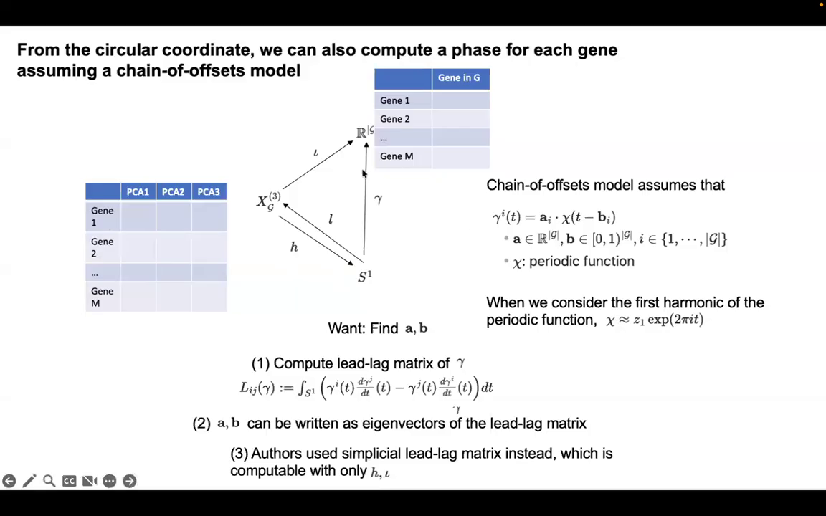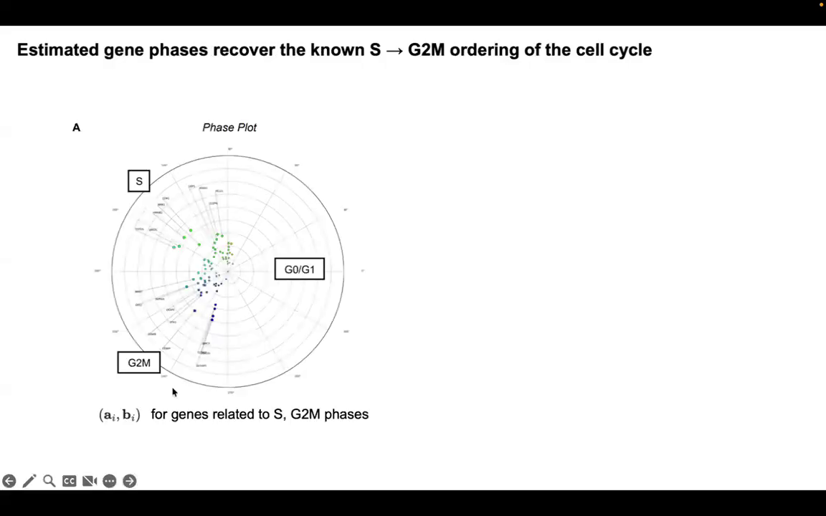That's the situation. Others applied it to several data sets. The claim is that the estimated gene phases recover the known S to G2M ordering of the cell cycle. Here, A_i was the amplitude for the genes, and B_i was the phase. This is the angle for the phase, showing some circular behavior, and it matches the biological phenomena.